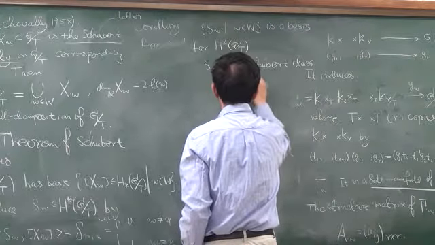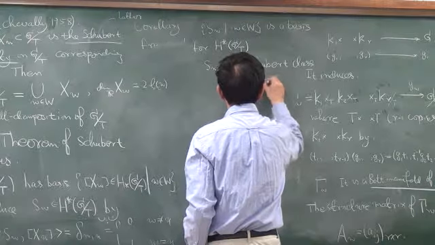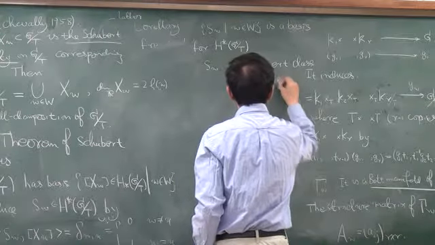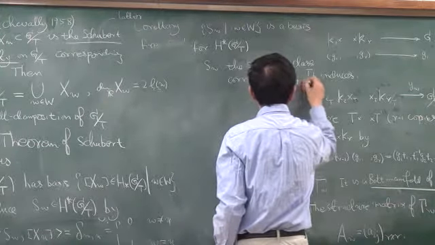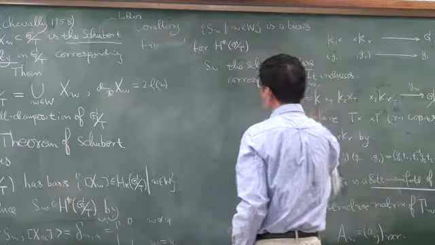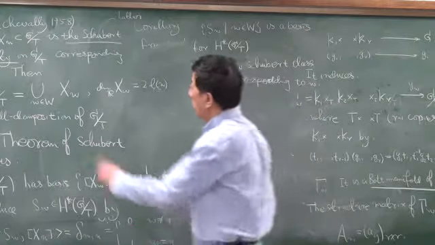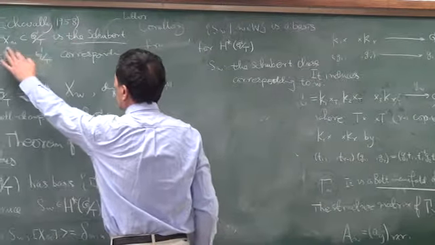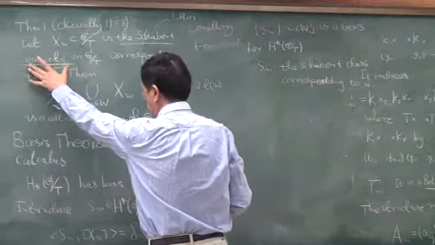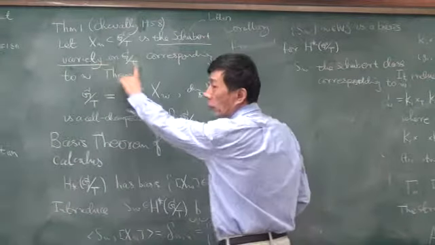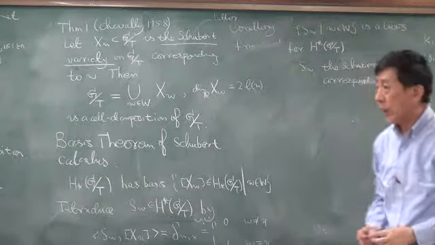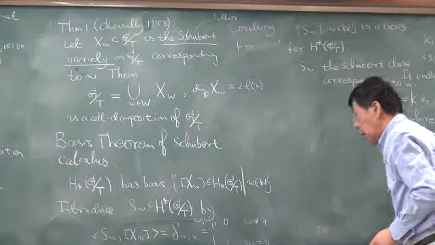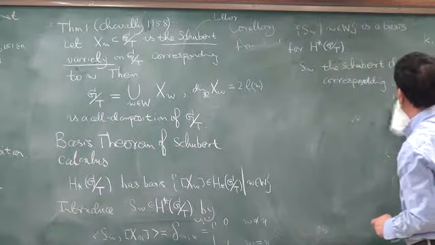Corresponding, so this is sometimes called the Schubert variety. So Schubert classes are the Kronecker duals of the so-called Schubert varieties. Varieties are something geometric, a geometric notion.